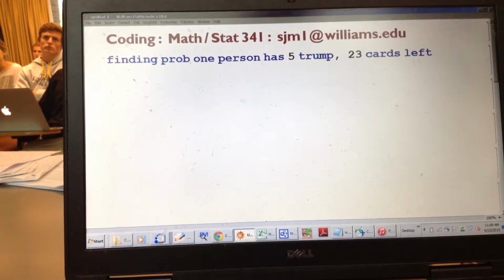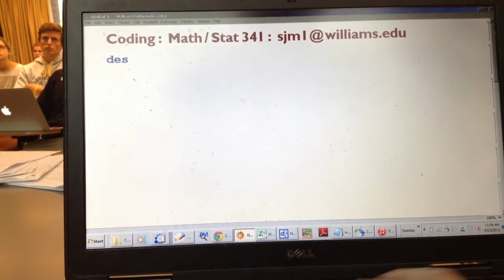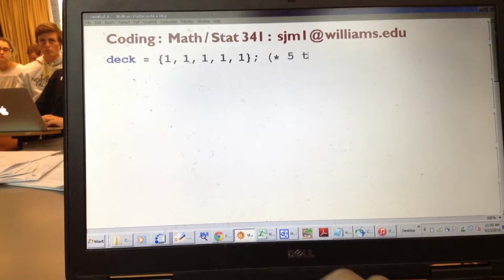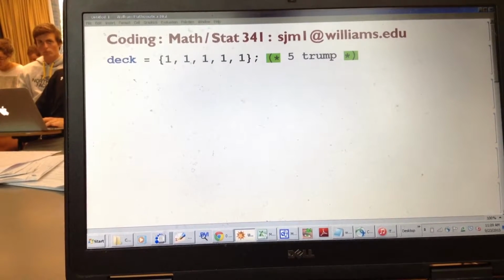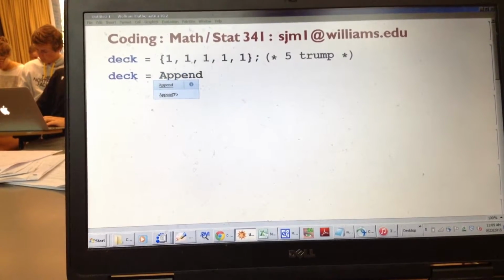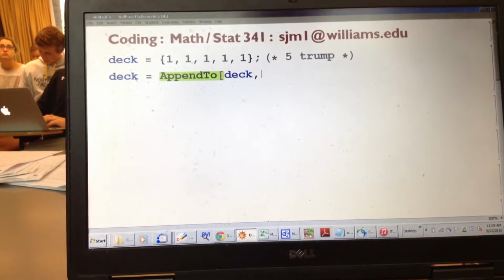All right, so now what we will do is the following. Okay, so deck is initially going to be empty. And what I'll do is I'll put in 5 ones to say 5 trump. And when you put parenthesis, star, star, parenthesis, that means it's a comment. And now what I'm going to do is add to deck. Deck equals append. And what's nice is in Mathematica, you can tab complete commands. We'll append to deck 0.